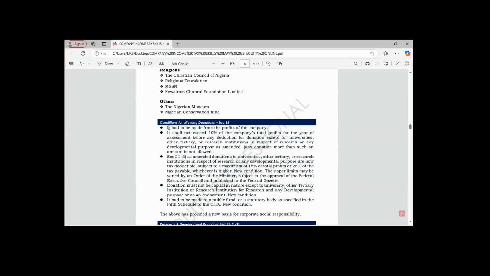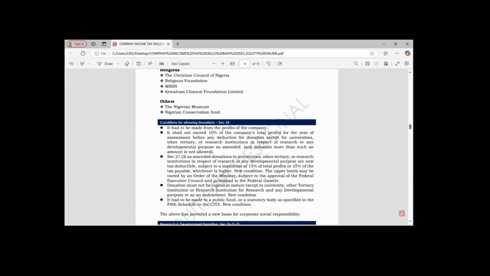There must be what? Profit made by that company. Then the donation you are making must not be more than 10% of what? Of the company's total profits. The donation you want to make must not be more than 10% of your total profit as a company.